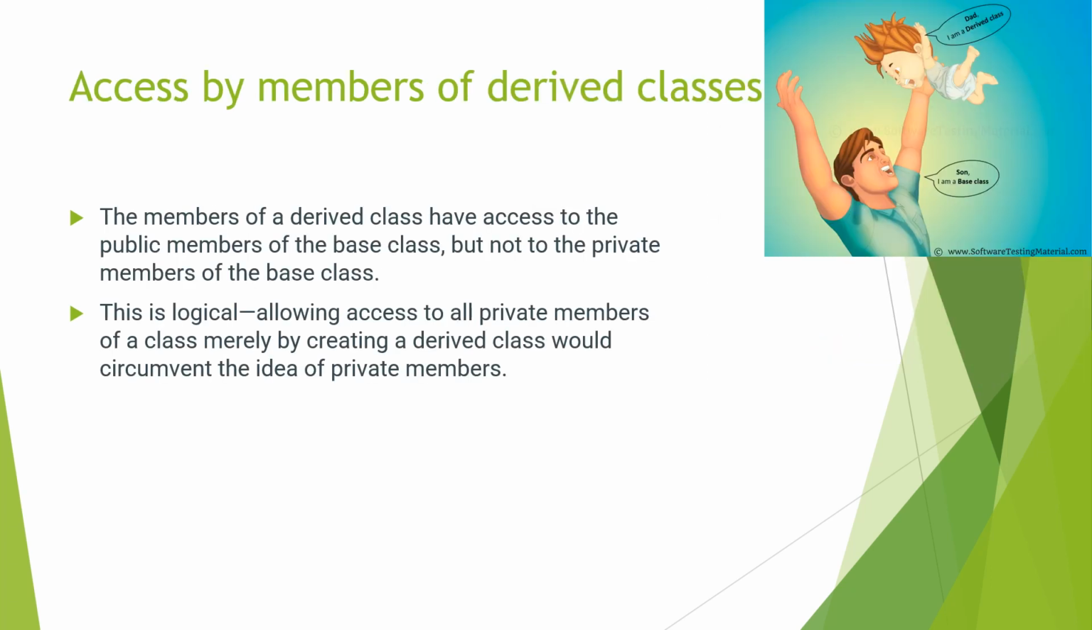Access by members of derived classes. The members of a derived class have access to the public members of the base class, but not to the private members of the base class. Logically, allowing access to all private members of a class merely by creating a derived class would circumvent the idea of private members.